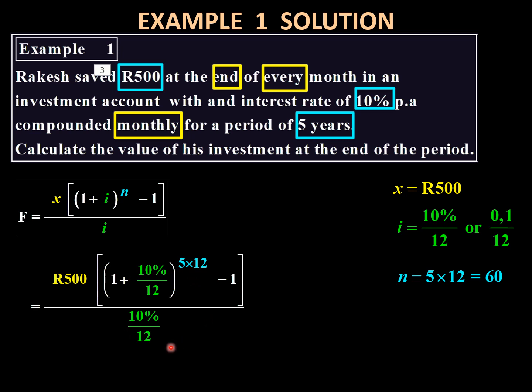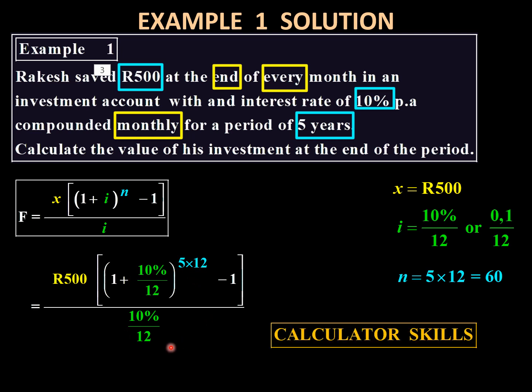Now we have to go to the calculator and just be careful. Your calculator skills have to be good. And if we calculate that, we get 38,718 Rand and 54 cents. I advise you with this calculation, always do it twice: write it down first, recalculate it, and then compare the two answers. So after 5 years, the future value of his investment would be 38,718 Rand and 54 cents.